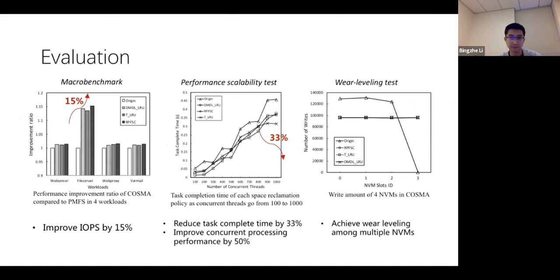We can see that COSMA has the most obvious improvement in the file server workload, reaching a 15% improvement. As shown in the middle figure, we repeat the experiment in the motivation. COSMA can reduce task completion time by 33%. As shown in the right figure, we write to the file system and compare the write amount of NVM. COSMA can achieve better wear leveling than PMFS.